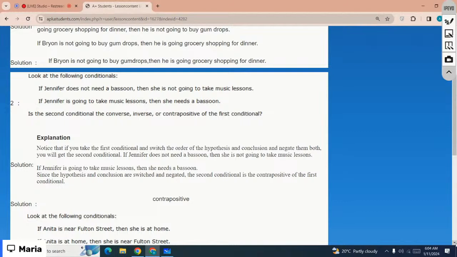Notice that if you take the first conditional and switch the order of hypothesis and conclusion and negate them both, you will get the second conditional, right? If Jennifer does not need a basin, then she's not going to take music lessons. If Jennifer is going to take music lessons, then she needs a basin. Since the hypothesis and conclusion are switched and negated, the second conditional is the contrapositive of the first, right?